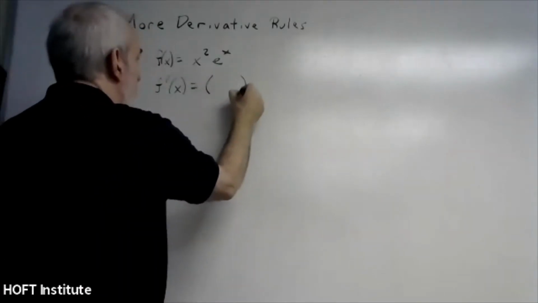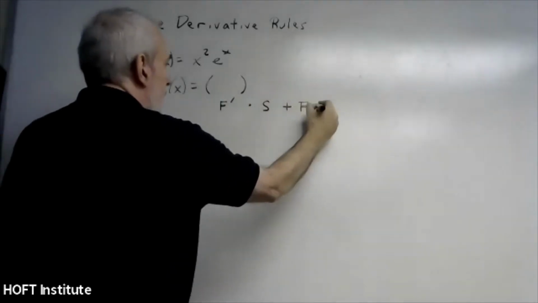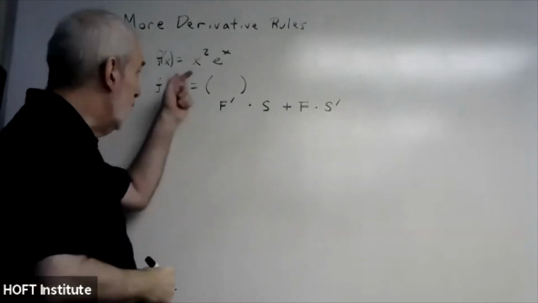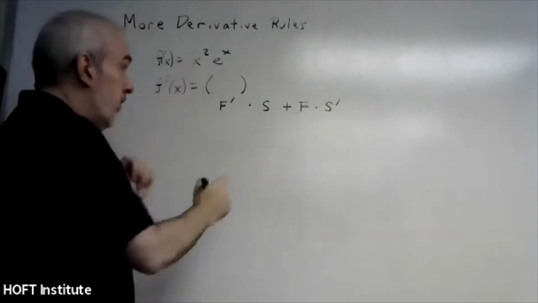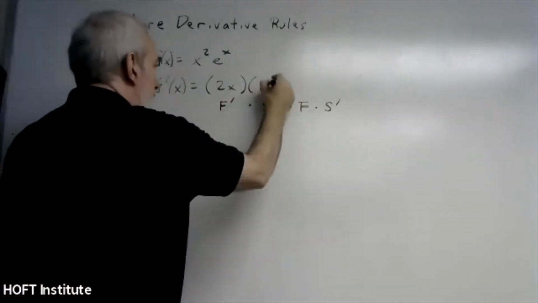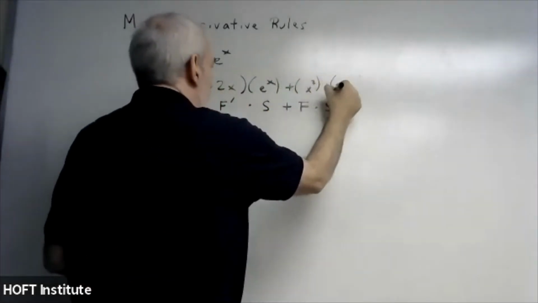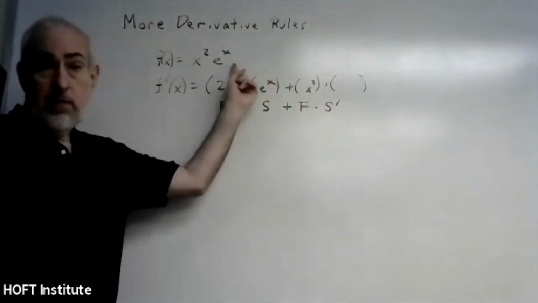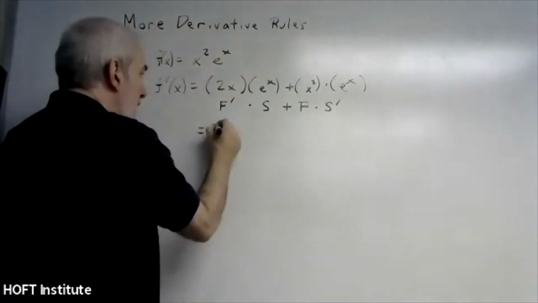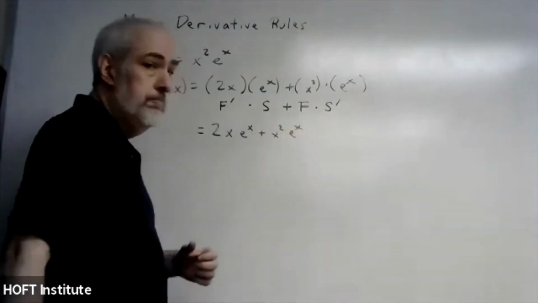That's the derivative of the first times the second plus the first times the derivative of the second. So I wrote out the pattern. Okay, now the derivative of the first would mean the derivative of x squared, so that's 2x, times the second, so that's e to the x, plus the first, which is x squared, times the derivative of the second. The derivative of e to the x is simply e to the x.